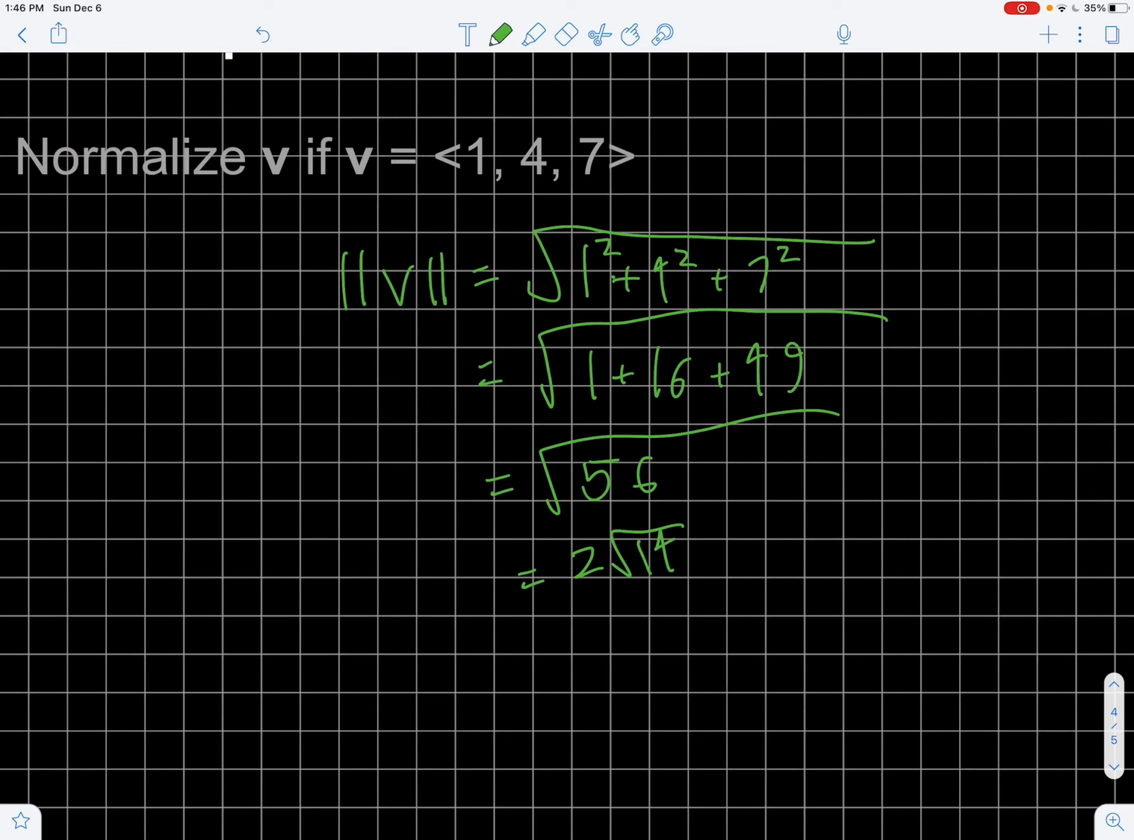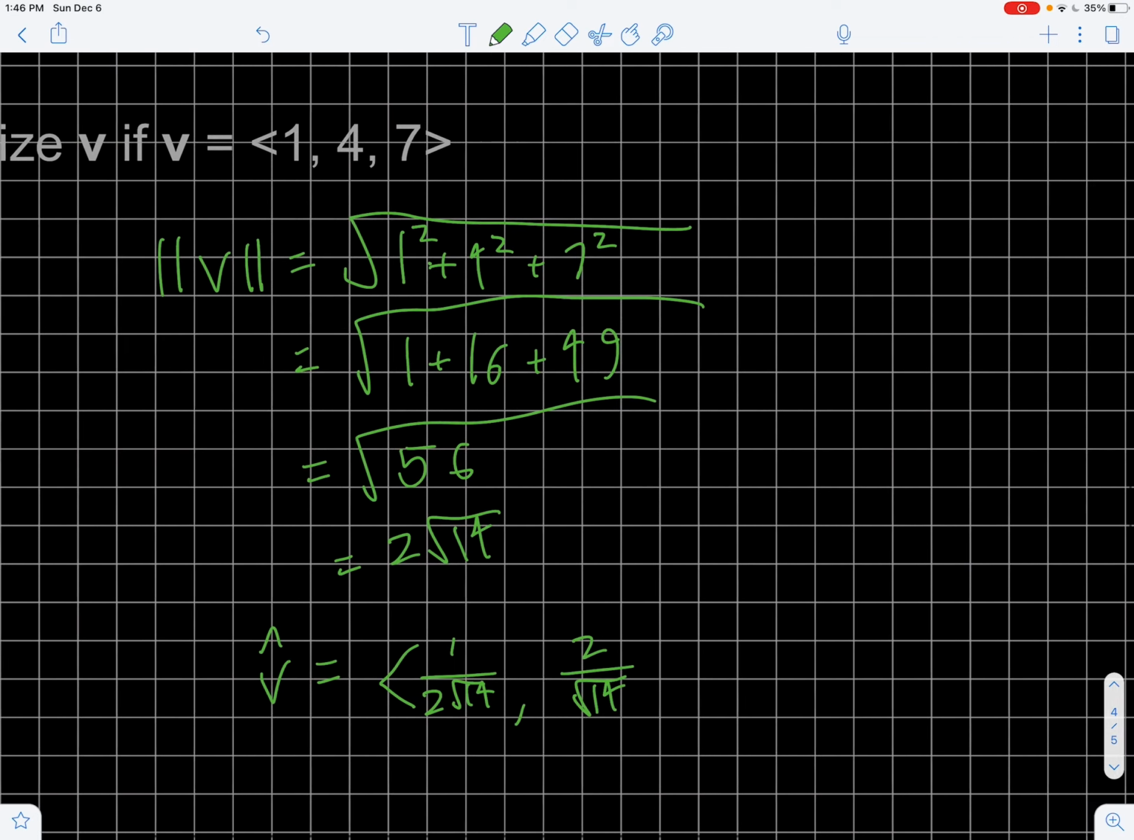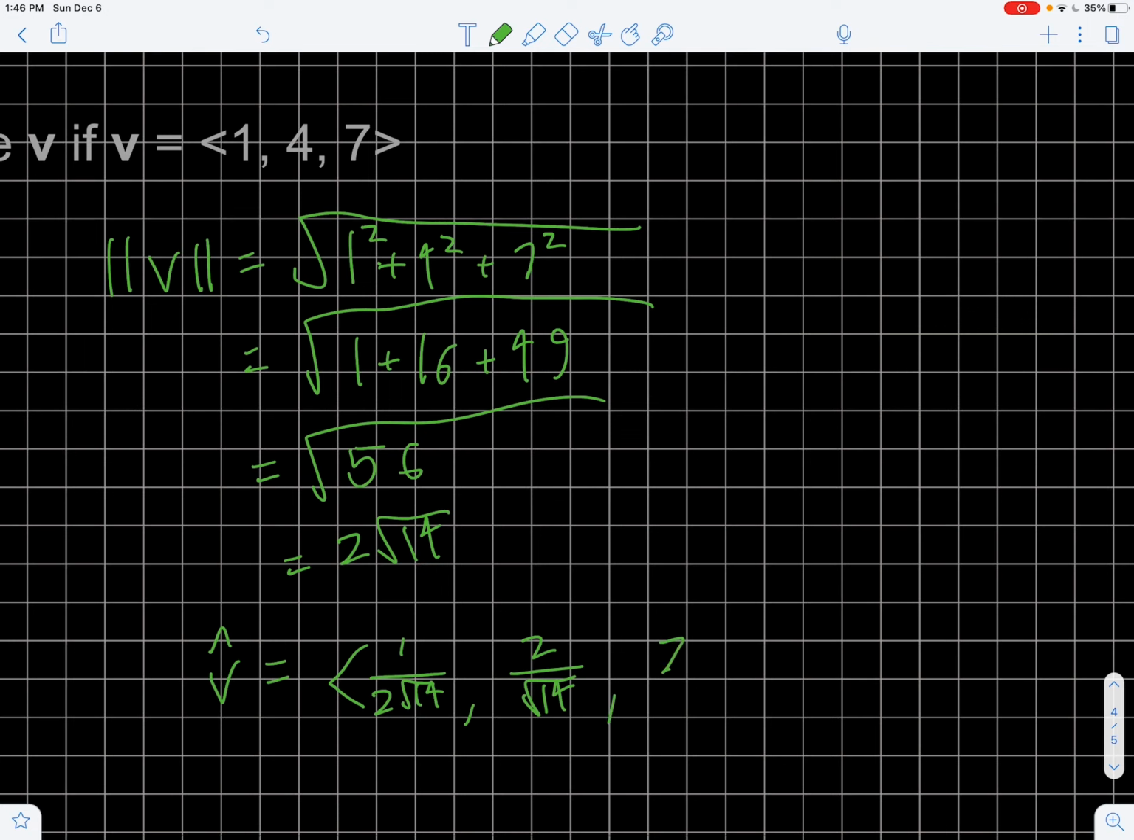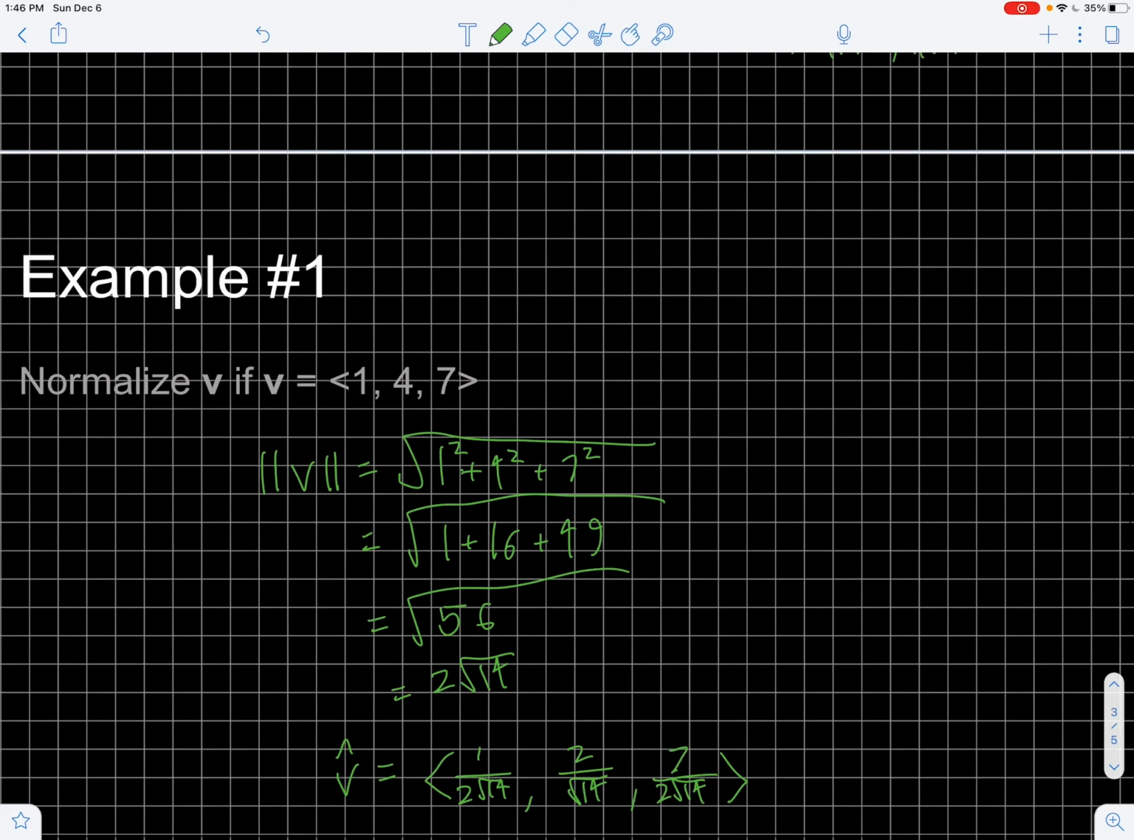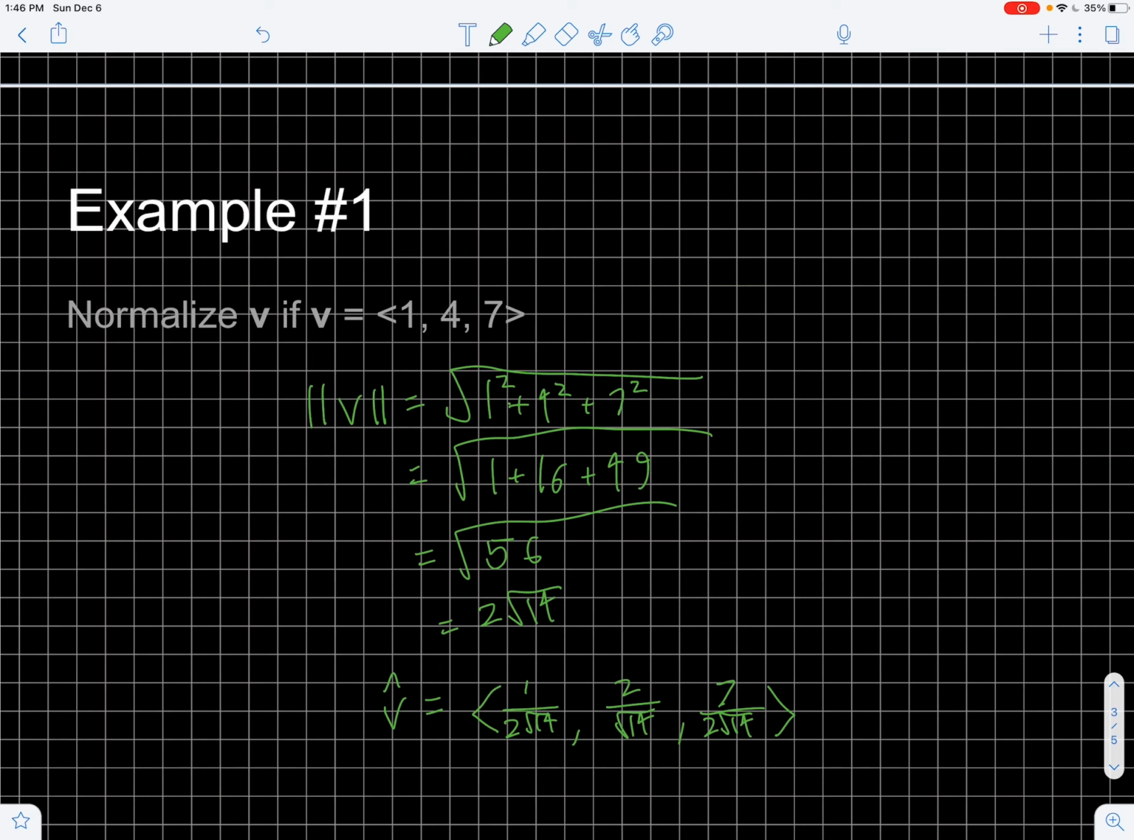Then we divide each component by the norm. So v hat equals 1 over 2 square roots of 14. That'd be 4 over 2 square roots of 14, which is just 2 over square root of 14. We get 7 over 2 times square root of 14. Your book nor your homework is probably going to make you simplify those radicals.